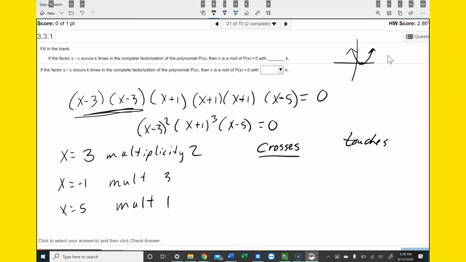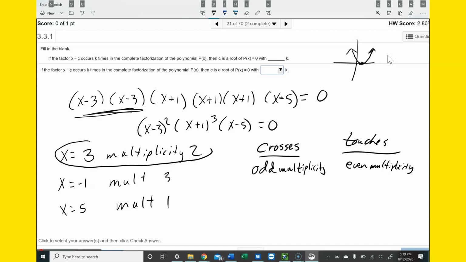So it crosses when the multiplicity is odd, and it touches when the multiplicity is even. So that means that for x equals 3, it just touches the x-axis there. But for x equals negative 1 and 5, it crosses.